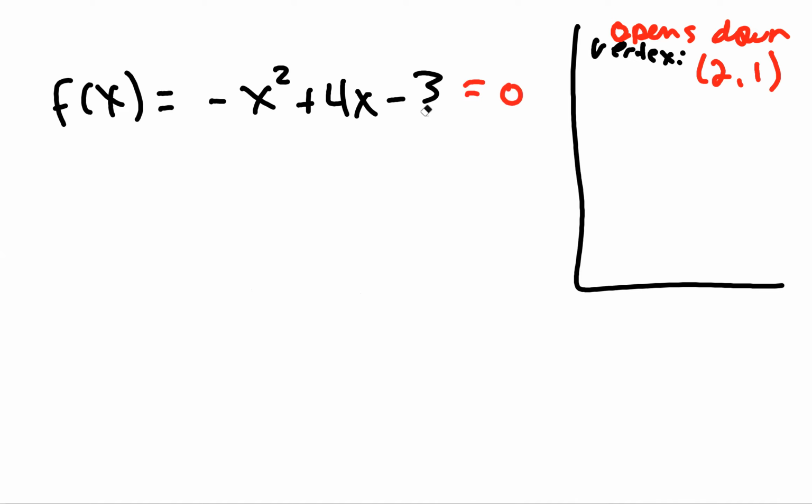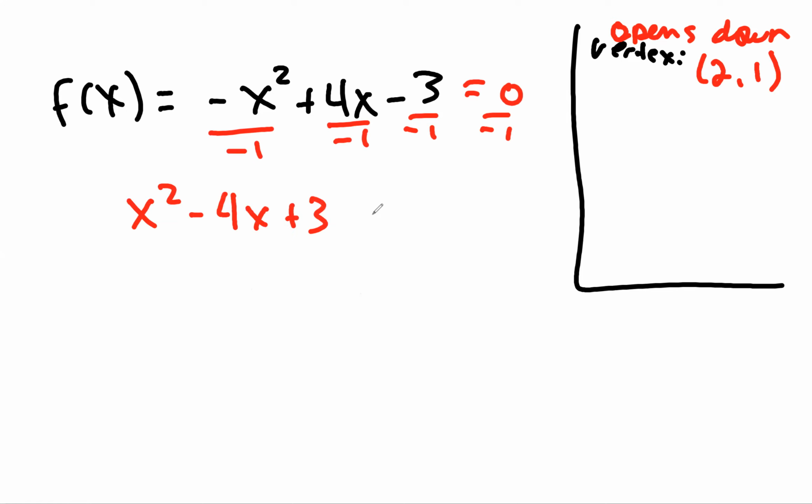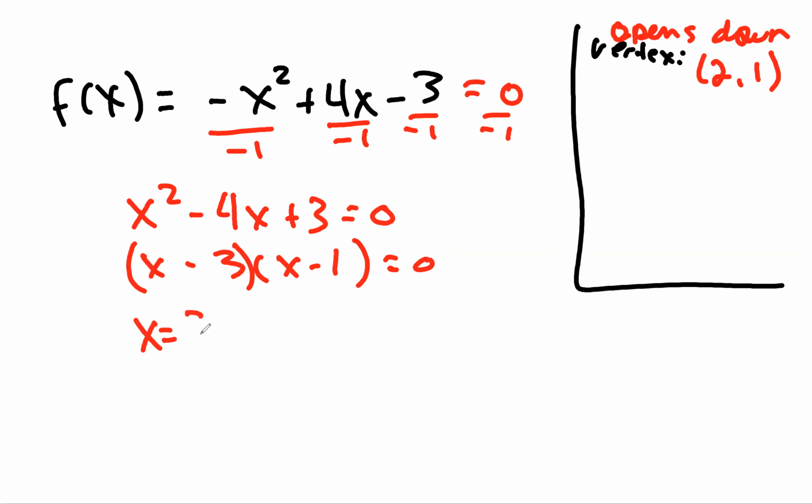However, again, before I do my factoring, I need this x to be positive. So I'm going to divide every single piece by -1. And that's going to give me x squared minus 4x plus 3 still equals 0. And now I'm going to factor. So I need two numbers that are going to multiply together to give me 3 and add to give me -4. And as it turns out, they're going to be -3 and -1. And then I'm going to quickly solve and get that x is 3 and x is 1, which tells me the intercepts are (3, 0) and (1, 0).